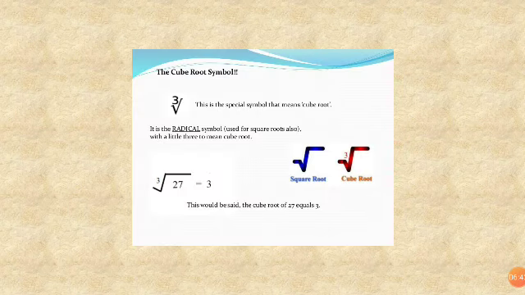The cube root of a number. This is a special symbol that means cube root. It is a radical symbol with a little 3 to mean a cube root. The cube root of 27 equals 3. This would be said as: the cube root of 27 equals 3.